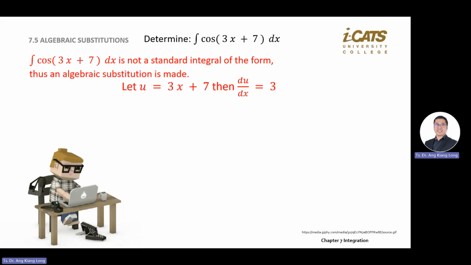Next step is to differentiate the u. In this case, your u equal to 3x plus 7. du dx means you only differentiate the x component inside here. This is the previous chapter, chapter 6. We are now in chapter 7 already. So you differentiate, du dx equal to 3. Okay?